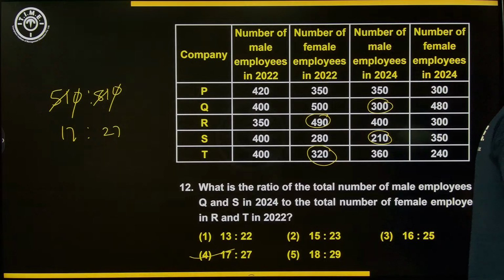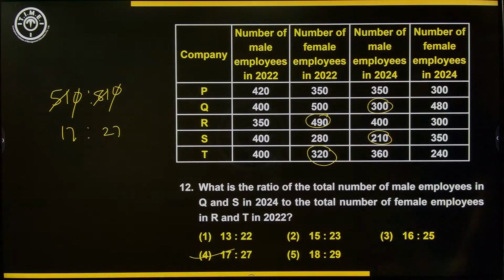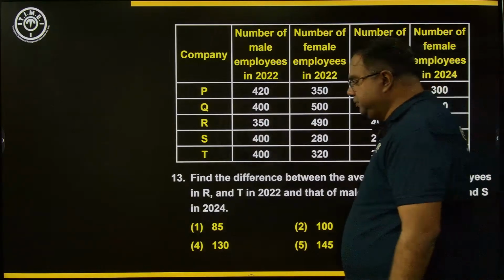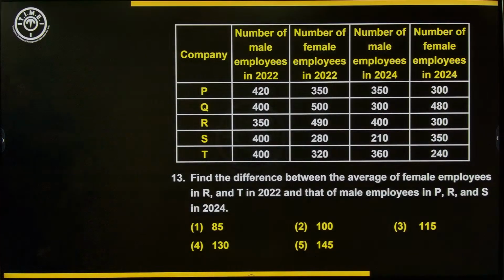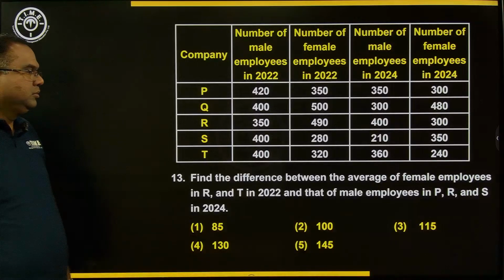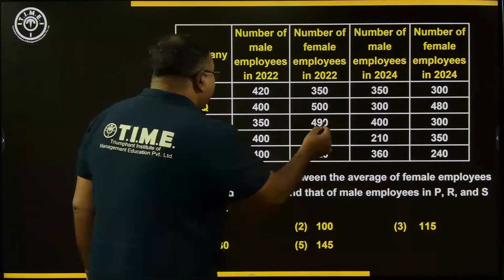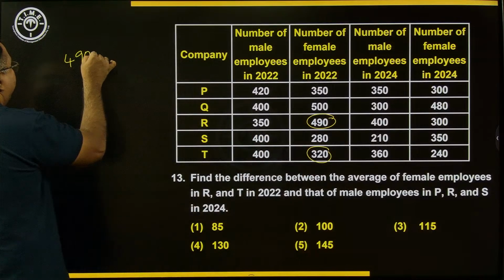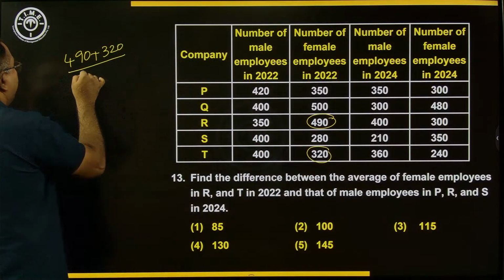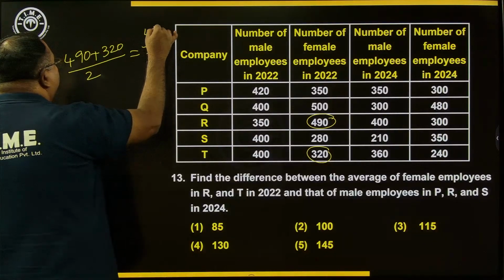Good. Keep answering. Right. 13th question. Difference between average of female employees in R and T in 2022. Females R and T in 2022: 490 plus 320 by 2, 810 by 2. It has to be 405.